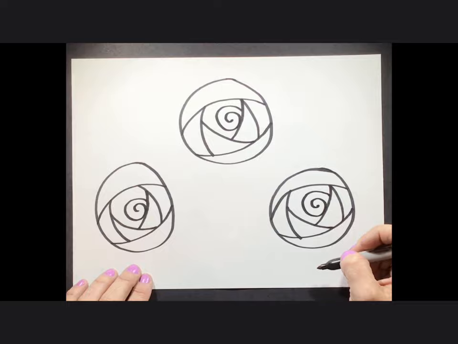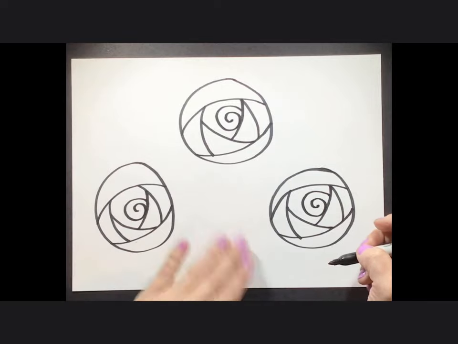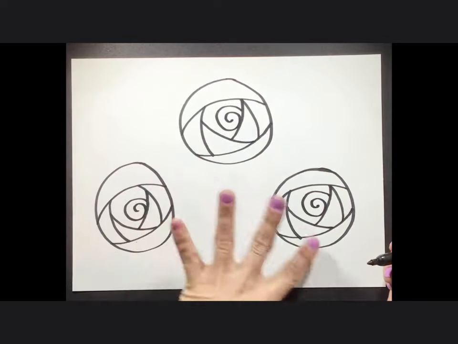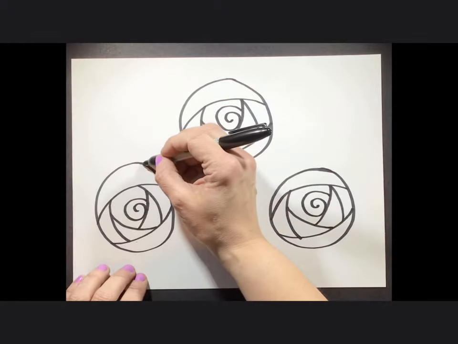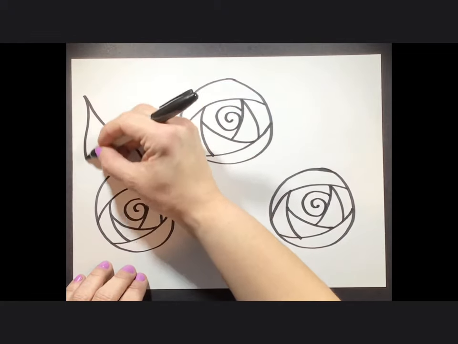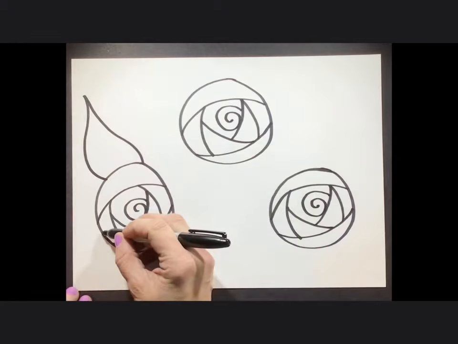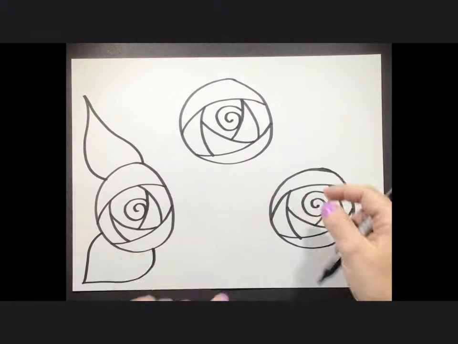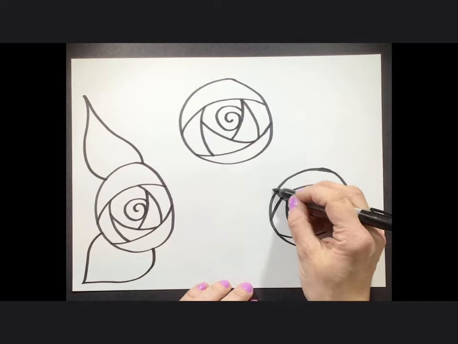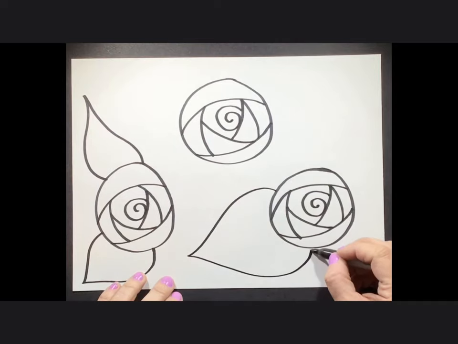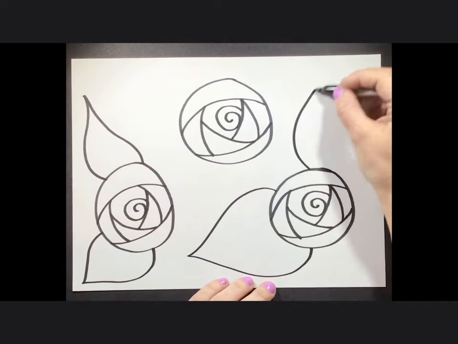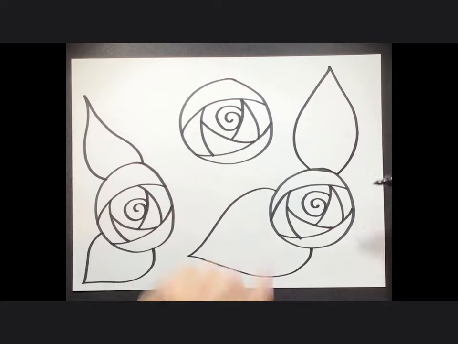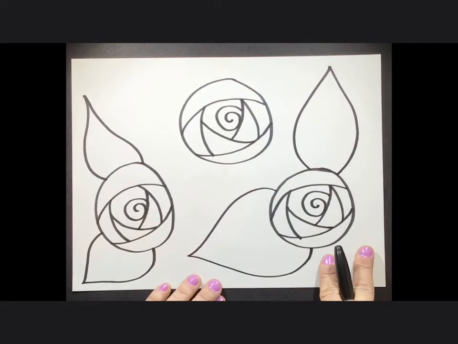All right, so step number 7, we're going to add some leaves, and you can add them however you want on different parts of your roses. So I'm going to add one big one here, because remember, we're trying to take up the whole space of our page. We're not drawing little itty bitty pictures, we're drawing big ones. So we want big leaves that take up a lot of that extra space. And I'm going to leave the one middle rose, this one, alone, and I'm not going to add any leaves to it. I'm going to add a little design at the end.